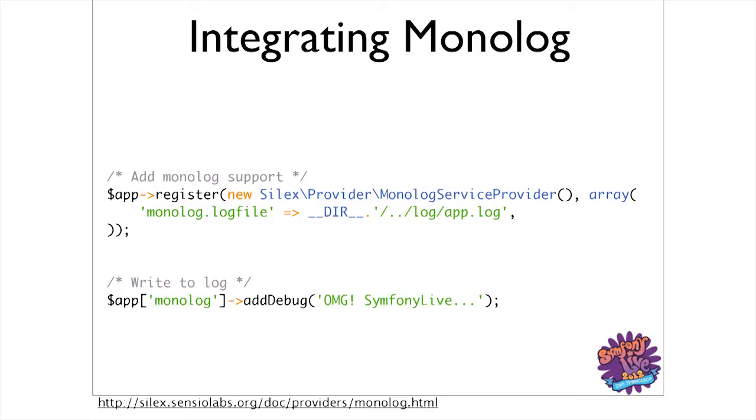So Monolog, everyone needs logging. I think it's essential. Again, very straightforward. All these are the same. App register, add some service provider, enable some feature, and then pass in some data. So here we're going to register the Monolog service provider. We're going to pass in monolog.logfile, which tells us where we should be writing these logs to. And then we can leverage this with the Monolog service, app monolog add debug. So add a debug level message with, oh my God, SymfonyLive.